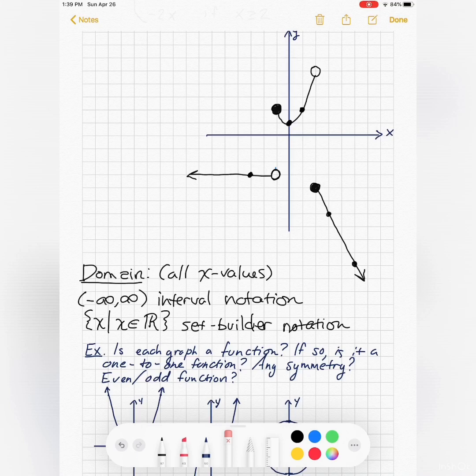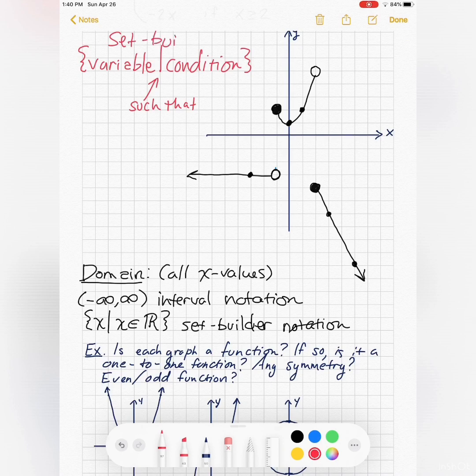Kind of go through that one more time. So when I write that, I write the set of all the, and then I put the variable. And then this vertical line says where, or such that. And then I write whatever the condition is. That's kind of the template for that set builder notation.